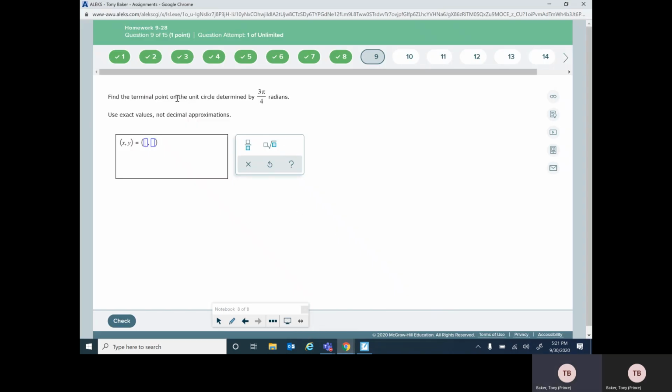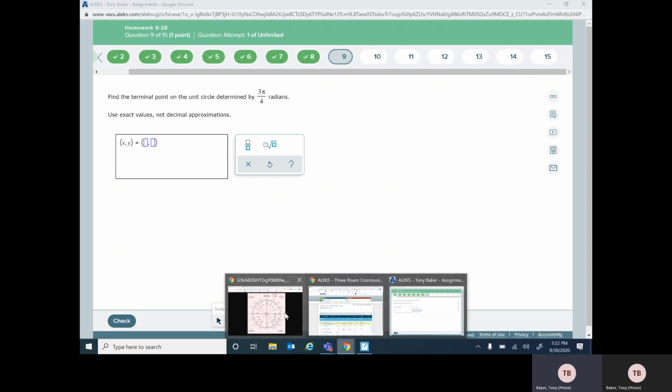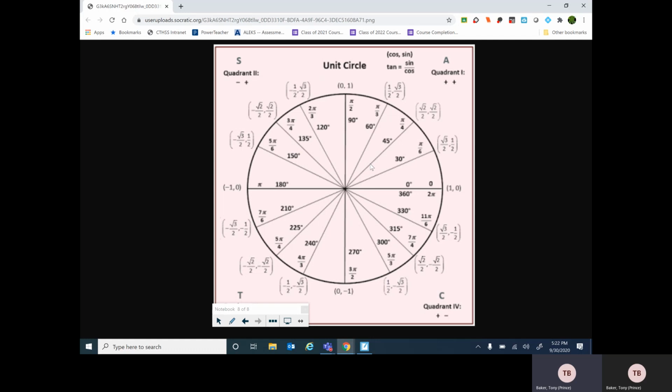The next problems that we're looking at are terminal angles or terminal points. So if we look at the unit circle, we're looking at 3 pi over 4. I want the answer for 3 pi over 4. 3 pi over 4 is right here. So that is my terminal point. It's negative square root of 2 over 2, and then square root of 2 over 2, which is my x and my y.